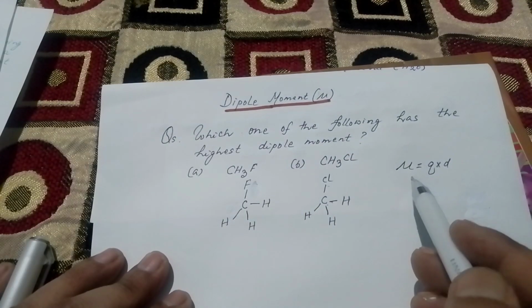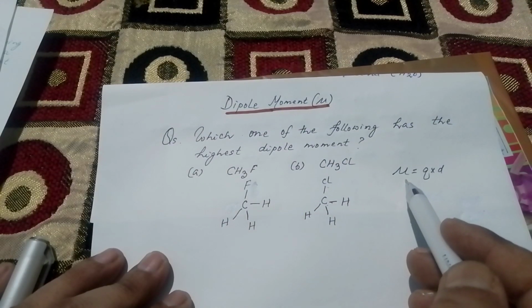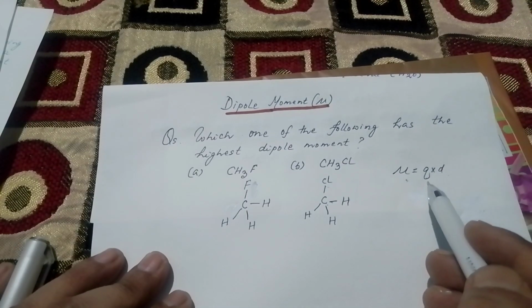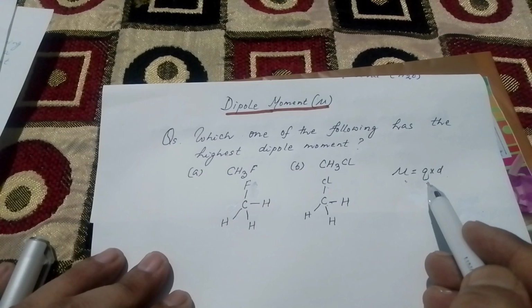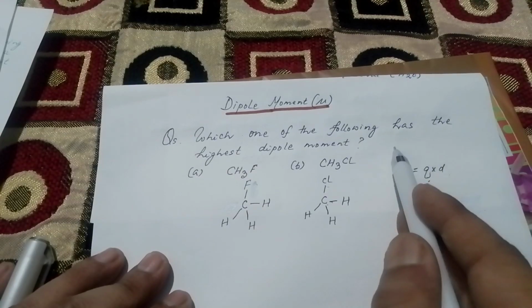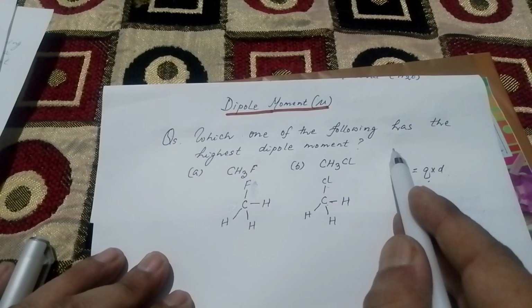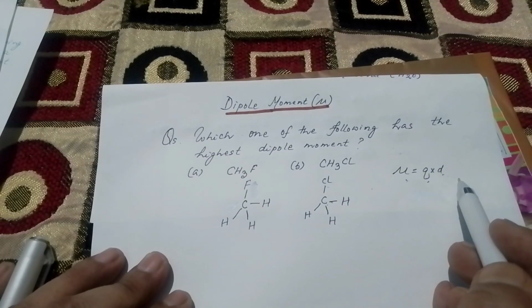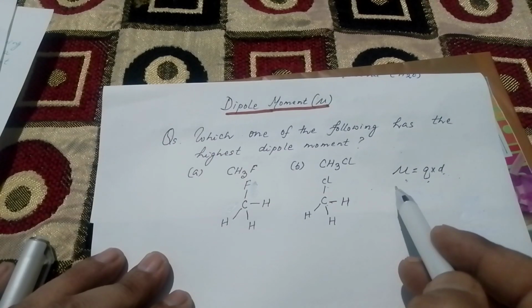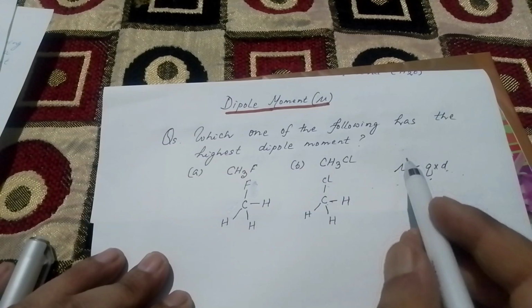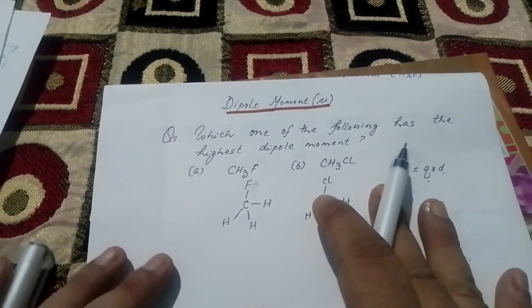Dipole moment is represented by the symbol mu equal to q into d. Now q is the charge separation, meaning opposite charges on the two bonded atoms. One has to be electronegative, the other has to be electropositive in behavior. And d is the internuclear distance between the two atoms.